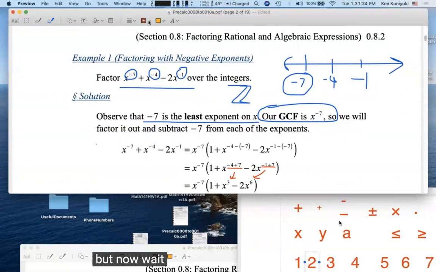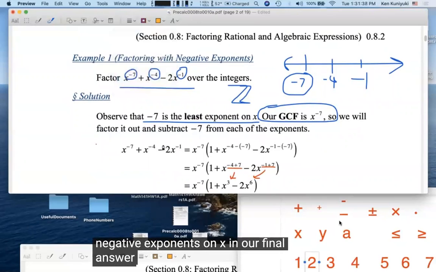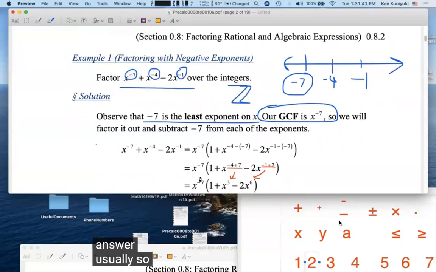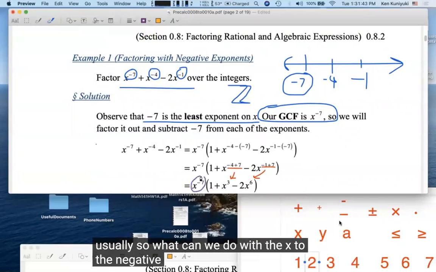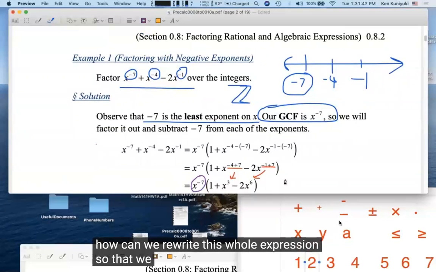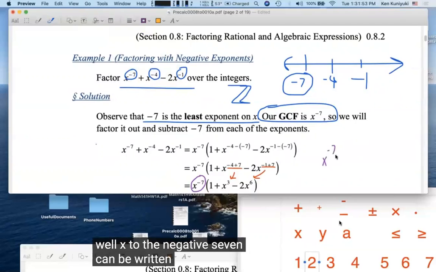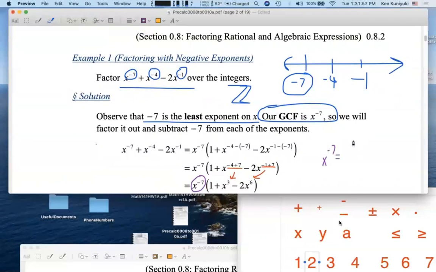But now wait, we don't like to have negative exponents on x in our final answer, usually. So what can we do with the x to the negative 7? How can we rewrite this whole expression so that we no longer have negative exponents? Well, x to the negative 7 can be rewritten how? As 1 over x to the 7th.